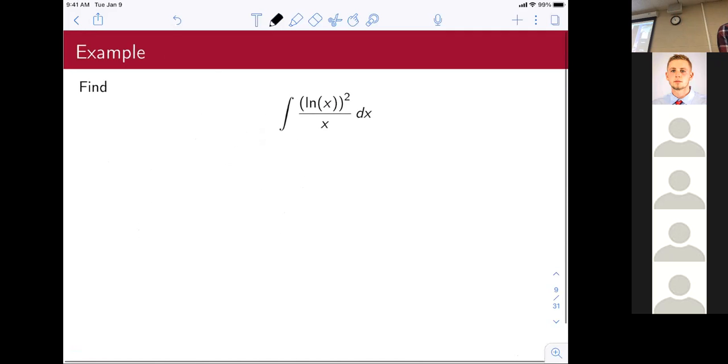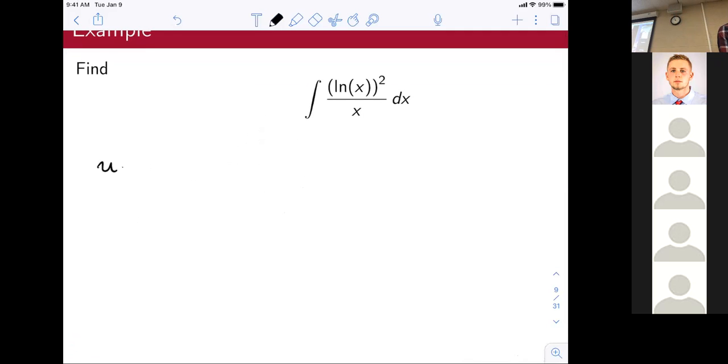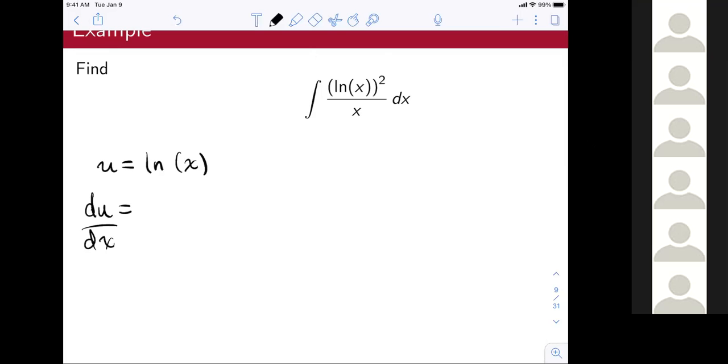So I'm going to let u be the natural log of x. Then what is du? You think of it as what is du dx? Remember, what's the derivative of natural log of x? Someone other than Saba. Yes, of course you got it, Saba. Someone online. 1 over x. Perfect. 1 over x. That's exactly right.